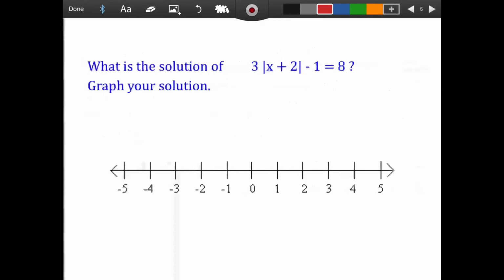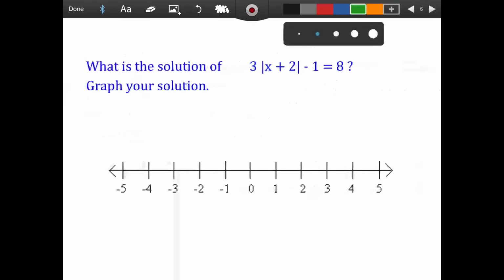Let's look at another example. What is the solution of 3 times the absolute value of x plus 2 minus 1 equals 8? So now when we're doing these problems, we are going to have to create two equations, but you have to isolate your absolute value first. You have to get this by itself before you can split and create your two equations.